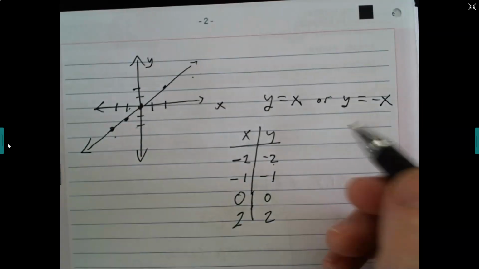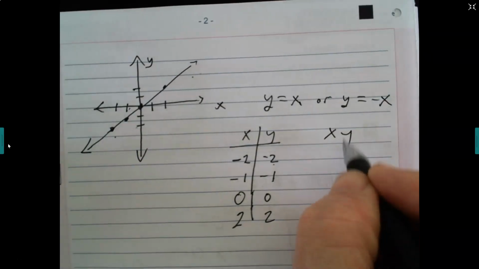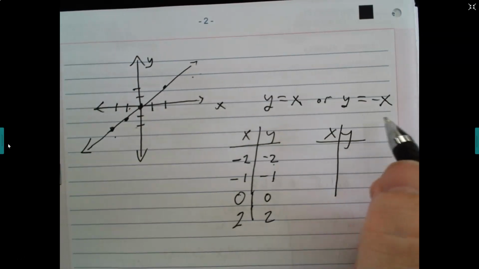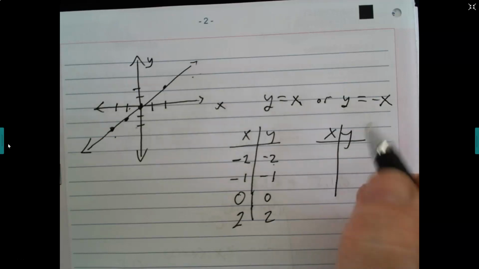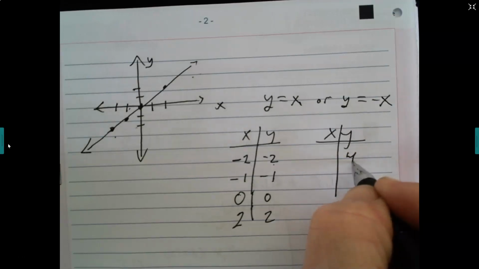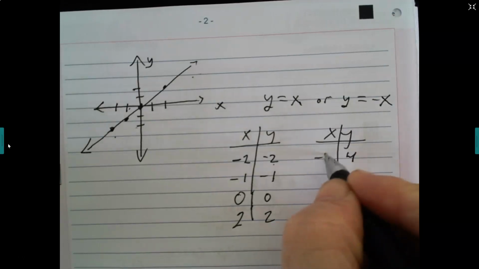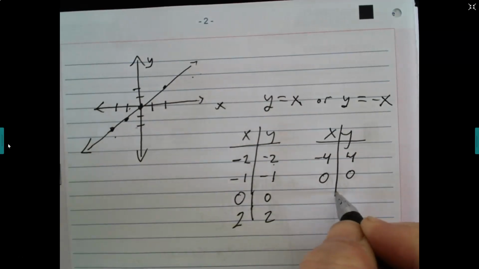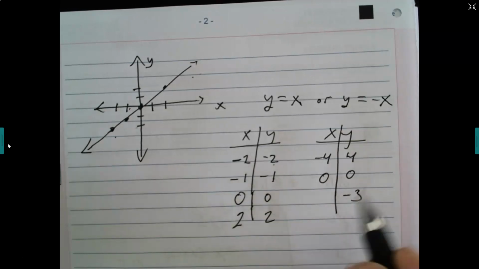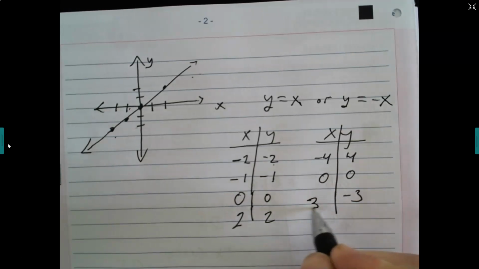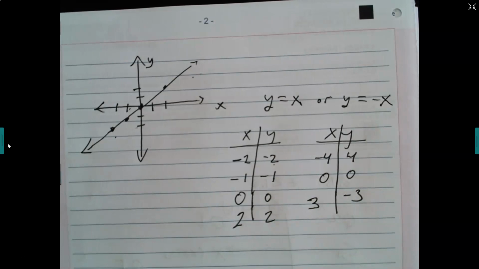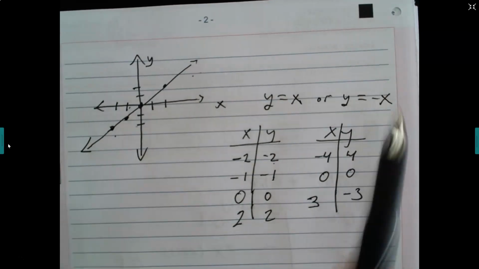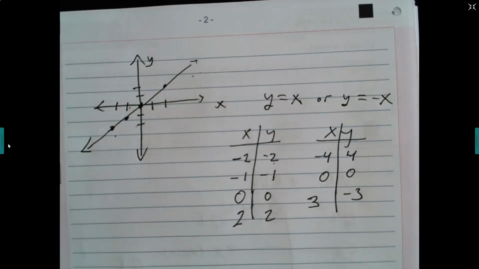Now likewise, this graph, I'll make a chart here. So you could say y equals negative x, and so let's say y is 4. The opposite of 4 is negative 4. 0, the opposite of 0 is 0. And let's say negative 3, the opposite of that is 3. Okay. So again, I chose my y's in this case, it doesn't matter, and I took the opposite of them because that's what it says to do.